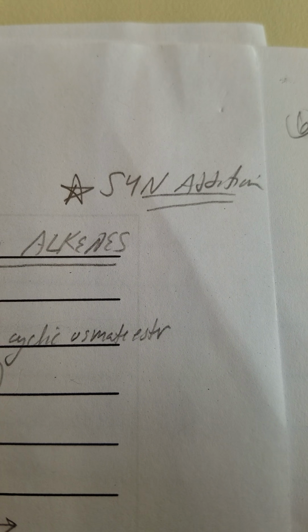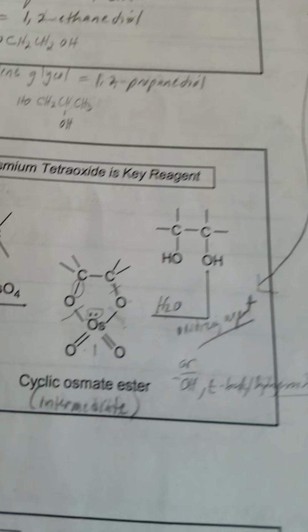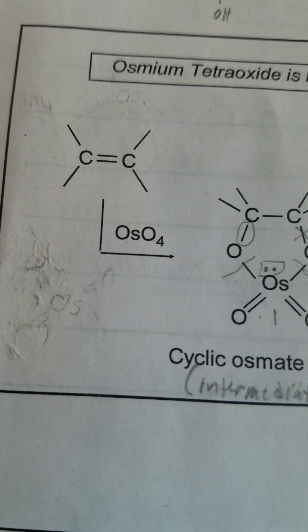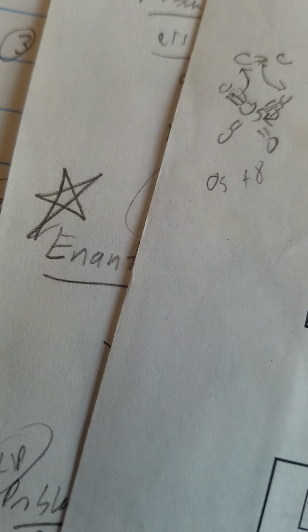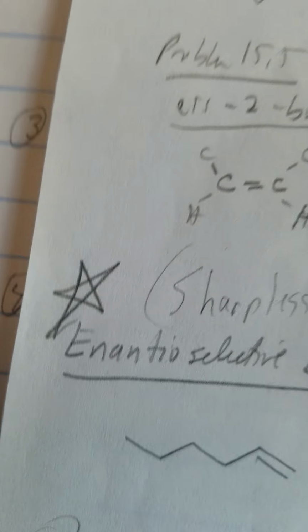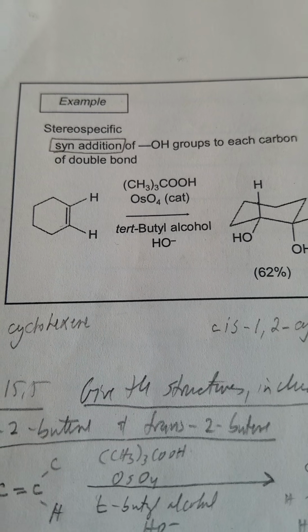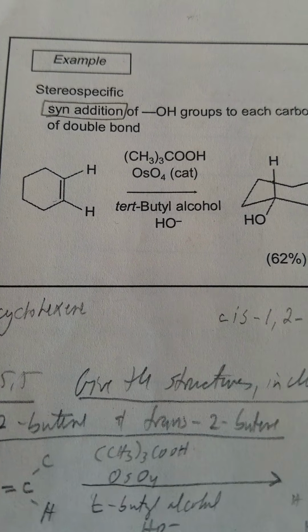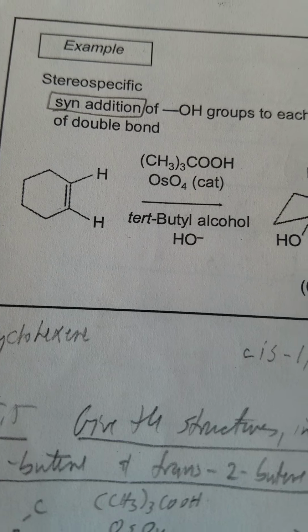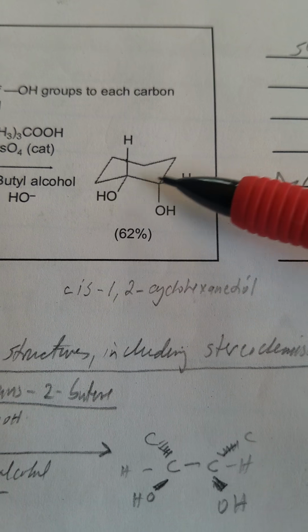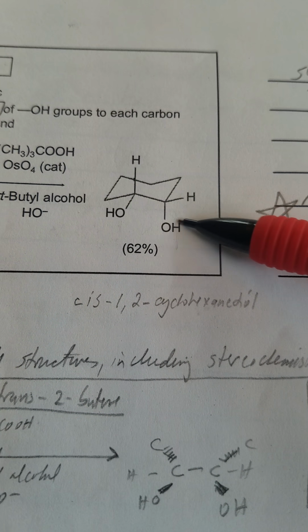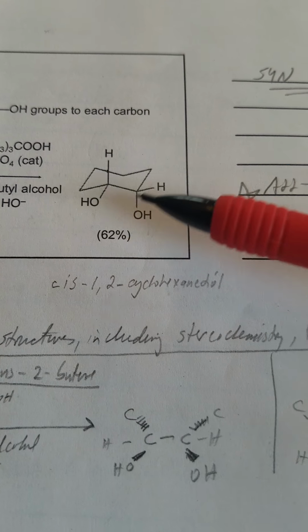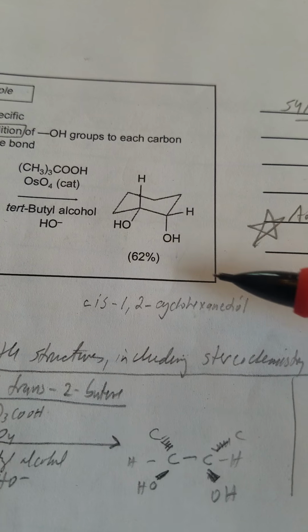This is a form of syn addition, so they do attack the same surface or the same plane of the double bond. So if you do have an alkene that is in a cyclic pattern, then that will affect its stereochemistry. So here's an example. If we have this alkene and we use the osmium tetroxide and so forth, then you can see that our OH groups both have to be in the down position because they both attack the carbon on the same plane of the double bond.